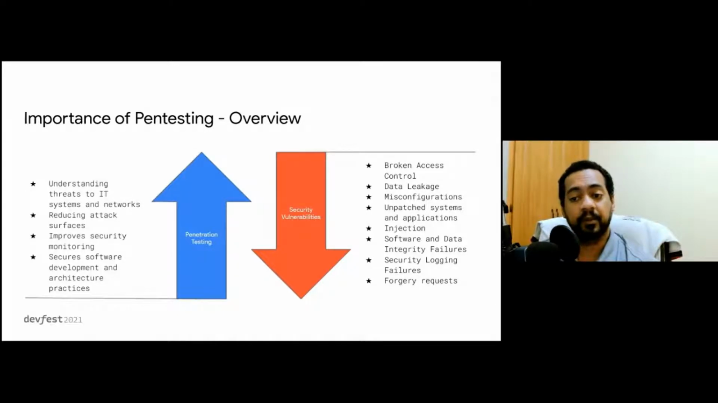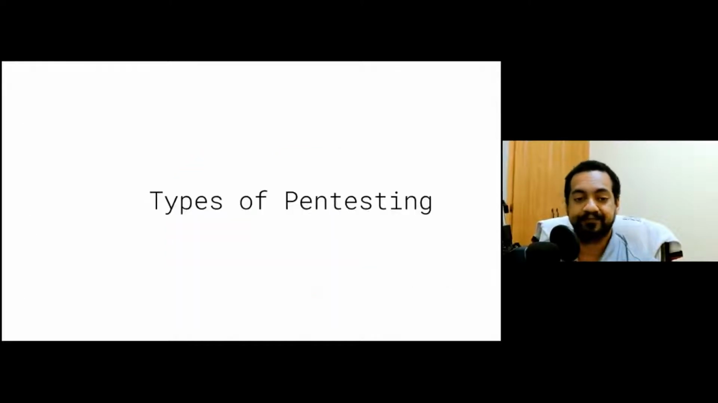You have various security vulnerabilities that affect systems, applications, and networks. Things like broken access controls, data leakages, unpatched systems, injection type attacks, software and data integrity issues, security login failures, as well as forgery requests. All those vulnerabilities are usually inherent in those systems or applications. And by penetration testing, you're able to identify those vulnerabilities and, by extension, mitigate against them.